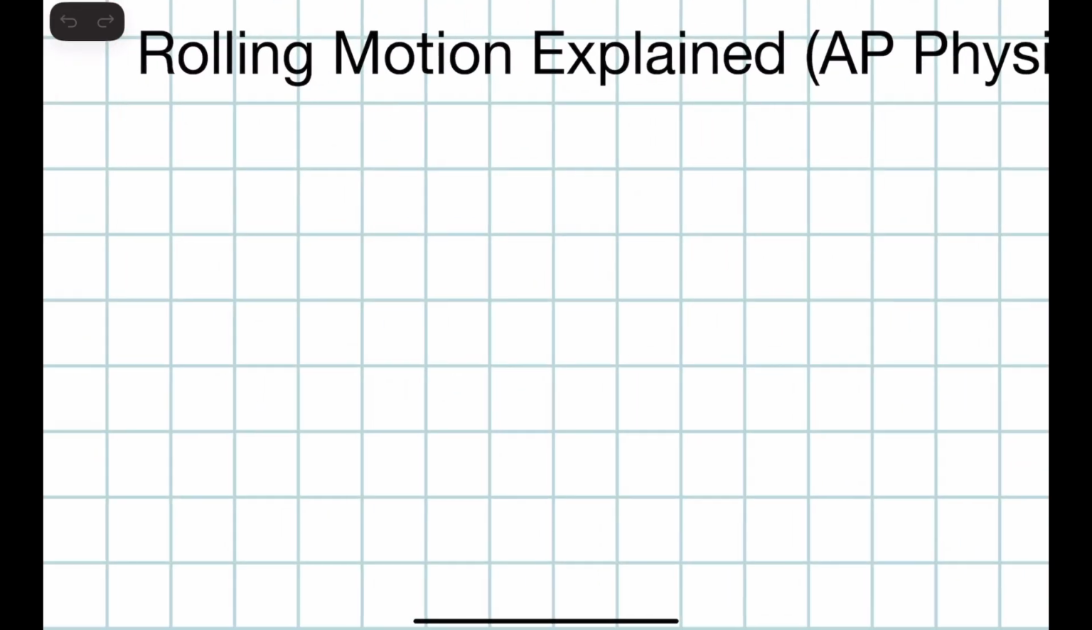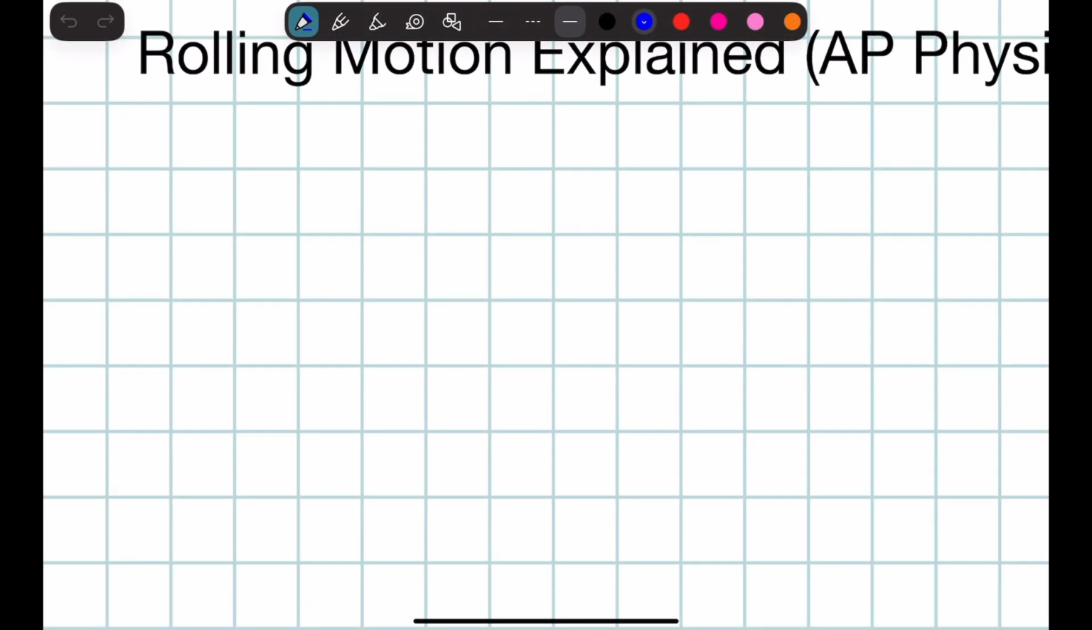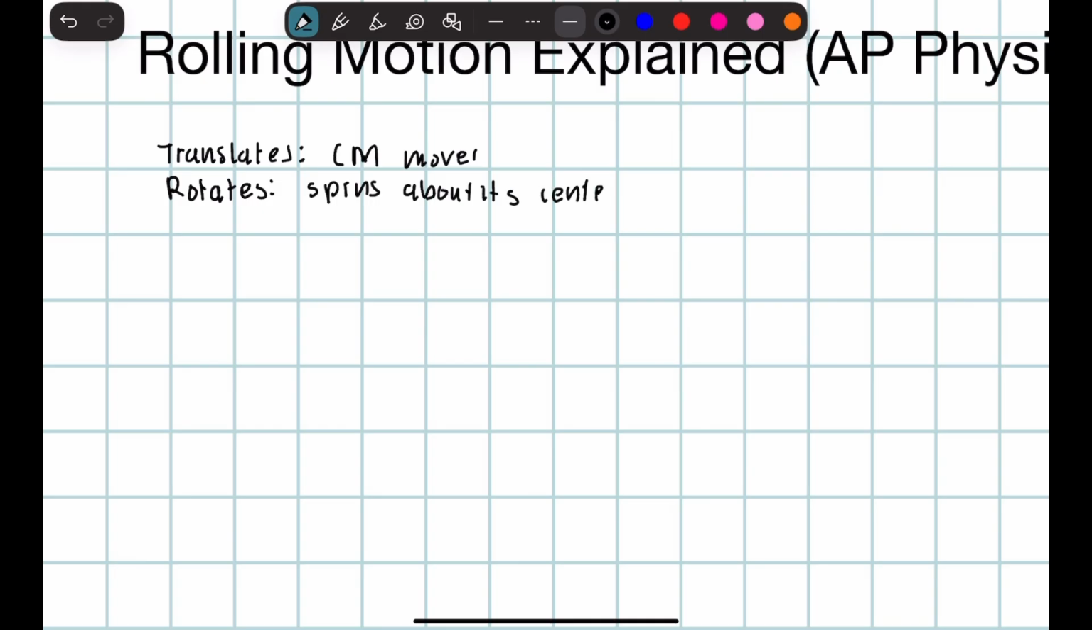In this video, we'll be going over rolling motion. So what is rolling motion? Rolling motion is when an object translates, which means that its center of mass moves, and also rotates, which means it spins about its center. And also these are the three conditions: 1, 2, and 3.